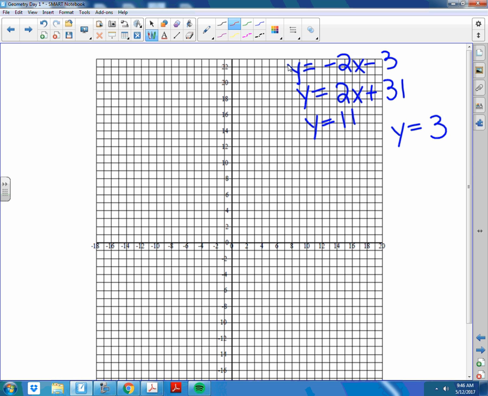Now, if I were to ask you to graph these lines, where would you start? Let's just call them lines 1, 2, 3, and 4. Someone tell me how you would start to graph line 1, please. Joey?